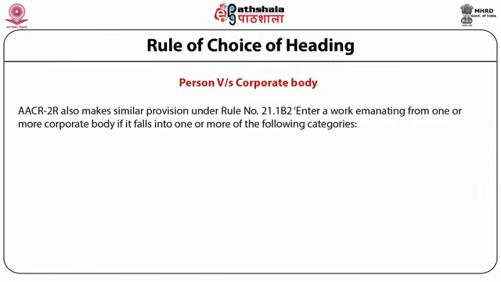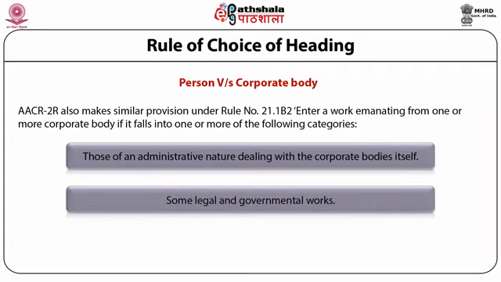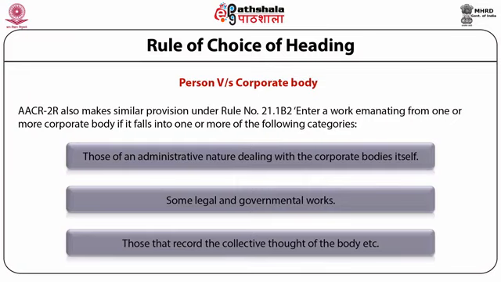In AACR 2R also makes similar provision under rule number 21.1B2, which reads as follows. Enter a work emanating from one or more corporate bodies if it falls into one or more of the following categories. Second, those of an administrative nature dealing with the corporate body itself. Third, some legal and government works. Fourth, those that record the collective thought of the body, etc.